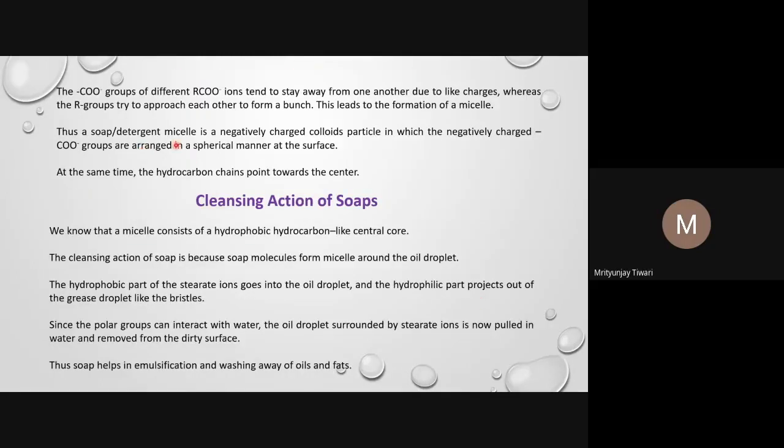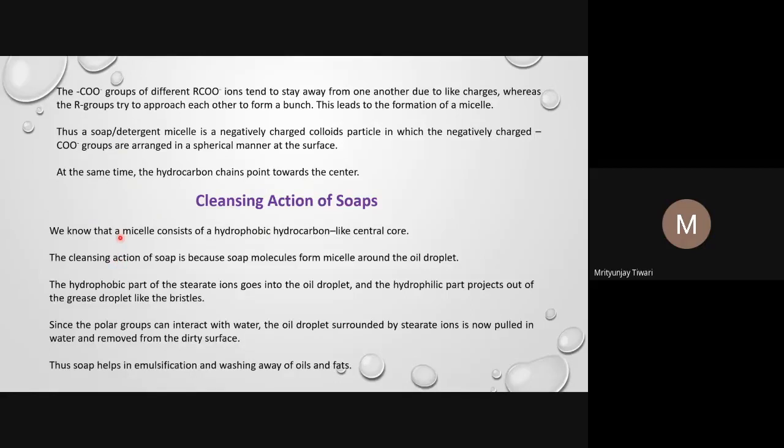Thus, a soap or detergent micelle is a negatively charged colloidal particle in which the negatively charged COO minus groups are arranged in a spherical manner at the surface. At the same time, the hydrocarbon chain points toward the center. These things we have already seen. Let's now see the cleansing action of soaps.